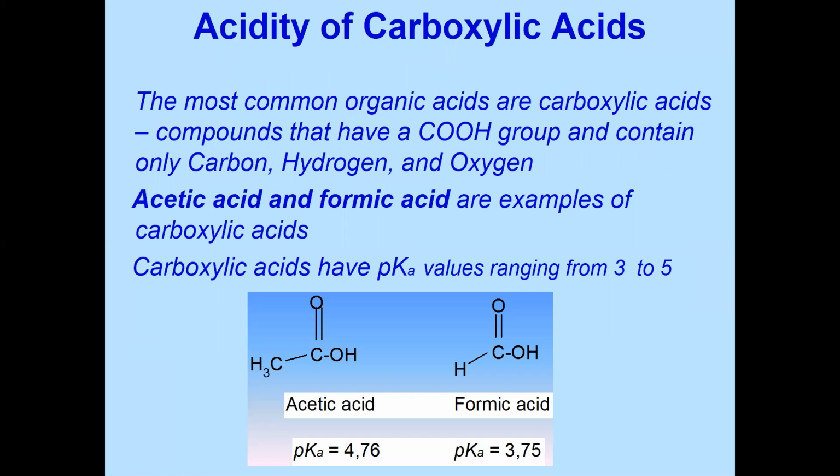Acidity of carboxylic acids. The most common organic acids are carboxylic acids. Compounds that have a carboxyl group and contain only carbon, hydrogen, and oxygen. Acetic acid and formic acid are examples of carboxylic acids. Carboxylic acids have pKa values ranging from 3 to 5.